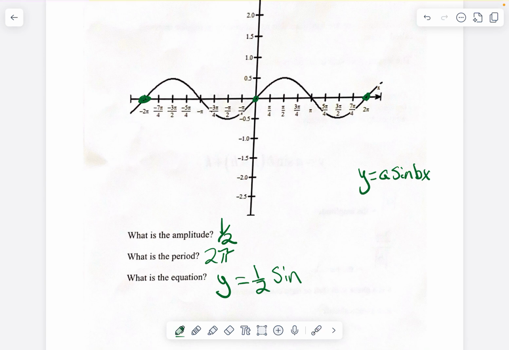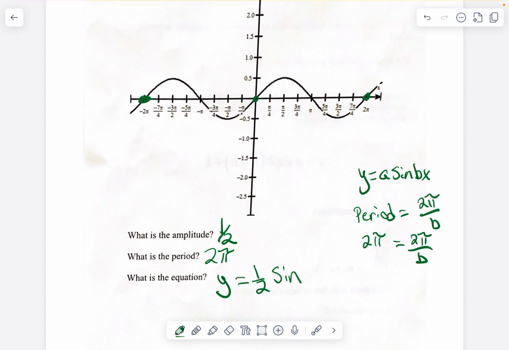From here, we're going to work with b. B is not as simple as period, because we know that the period is equal to 2 pi over b. So what we're going to have in all sine or cosine functions is one of the following. We're either going to be given b and have to find period, or we're going to be given period and have to find b. And in this case, we know the period's 2 pi. So we know that 2 pi equals 2 pi over b, and then we need to solve this to find b.